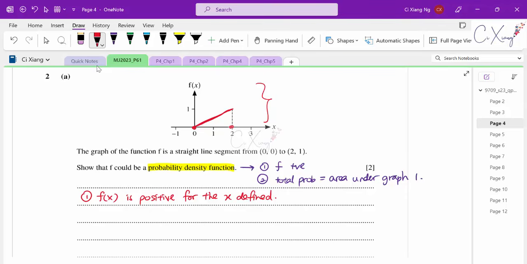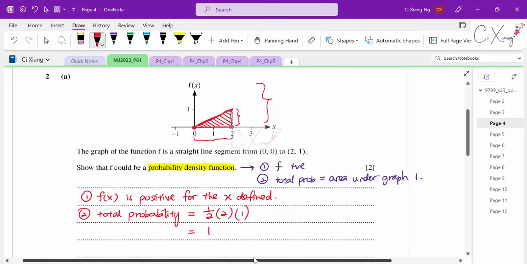Okay, and then secondly, we need to check whether the total probability equals 1 or not. To calculate the total probability, that means it is equal to the area under the graph. My graph is basically a triangle, so the area under the graph means I need to calculate the area of this particular triangle. The triangle area will be half multiplied by base. The base is actually 2 units, and multiply by the height, which is 1. And you have equals to 1.